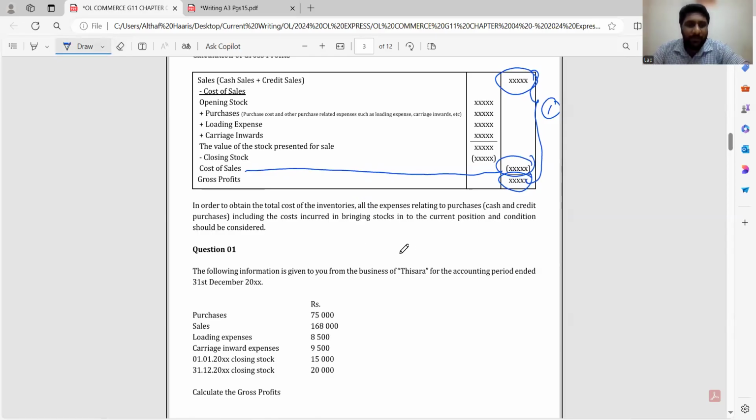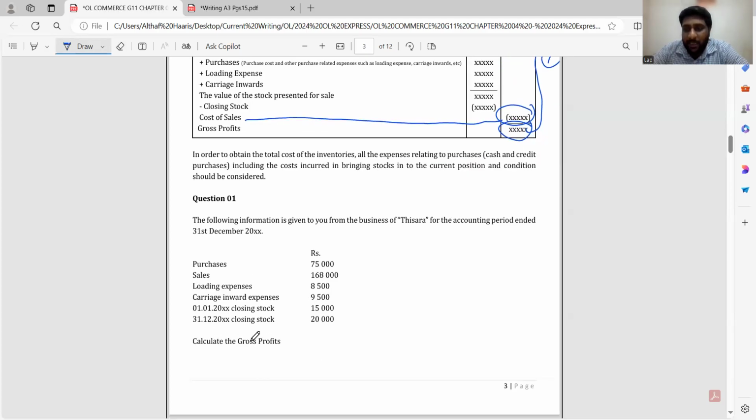From this question itself. Following information is given for the business of Tisara for the accounting period ended 31st December 20XX. They're asking us to calculate the gross profits. So gross profit is the profit that you are getting from the first part or from the entire income statement. Tell me, people. කියන්න ළමයි. කියන්න.